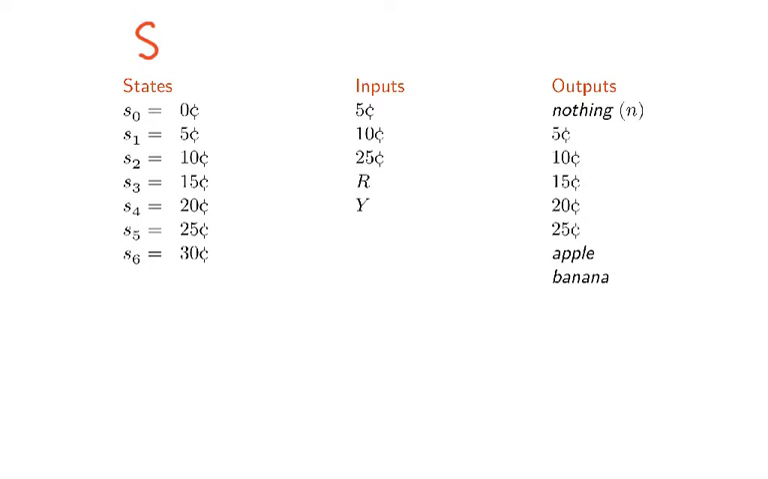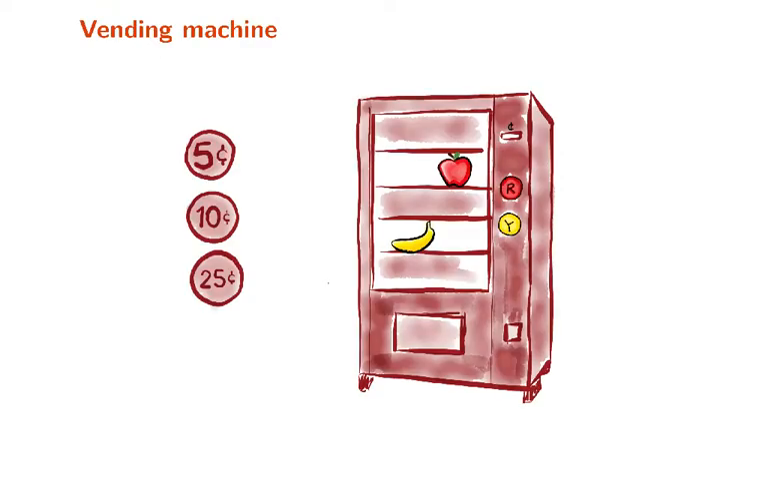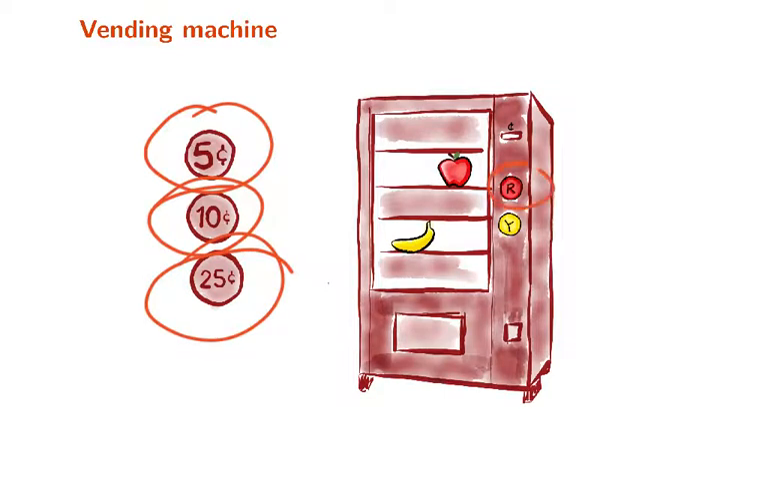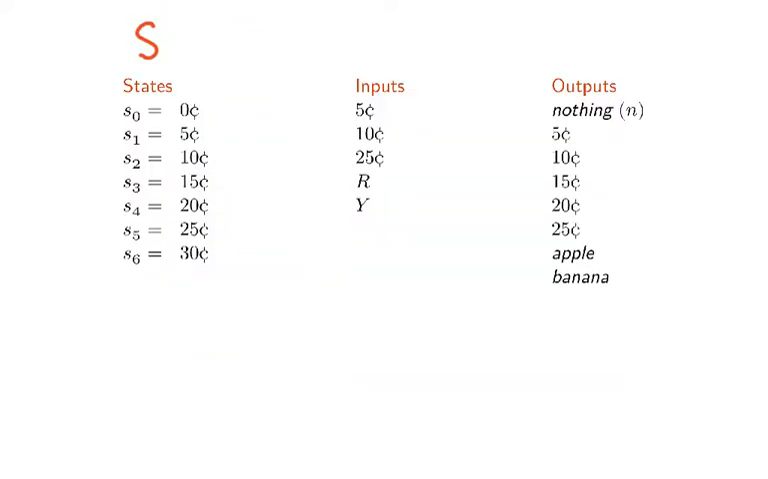Well, the input is all that we can input in this machine. So we can either put this coin, this coin, this coin, press this button, or press this button. These are all the things that we can do in this machine. So the set of inputs is going to be this coin, this coin, this coin, or this button and this button.